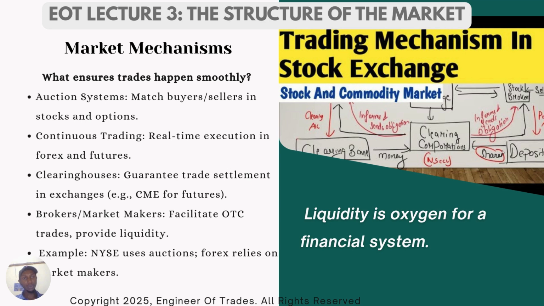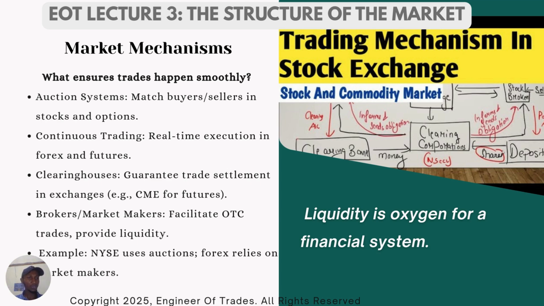This market mechanism basically answers what ensures trading happens smoothly. We have a number of things that we are going to look at here. We have something called the auction system. It is derived from the understanding you already have of an auction. So we have matching of buyers and sellers in a market, particularly streamlined to stocks and options. That is one of the market mechanisms. We have continuous trading, real-time executions in FX and futures.